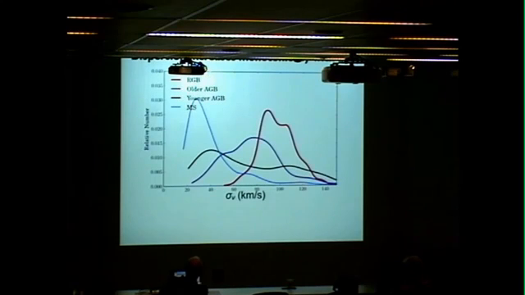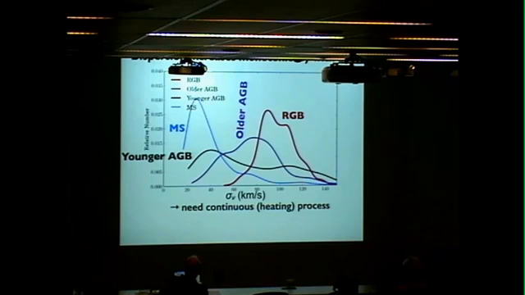This is just a compilation of the 4 that I've just showed you. Each line is the dispersion distribution for the stars in 1 age bin. So again, you can see there's this monotonic increase in typical dispersion with typical age. From the main sequence to younger AGB, older AGB is about 80 kilometers per second, and red giants about 90 to 100 kilometers per second. So this is pretty interesting.